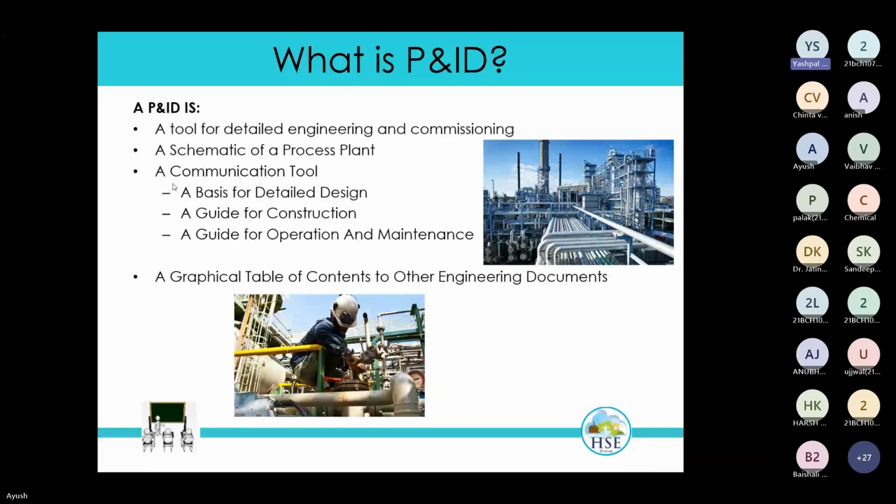And in general, as I said, it is a communication tool. This is also helpful when we have any troubles in the plants, or to troubleshoot the plant. We normally refer to the P&ID, material balance, energy balance. So this is one of the important elements during troubleshooting also. It is a graphical table of contents of the other engineering documents. Please go to next.